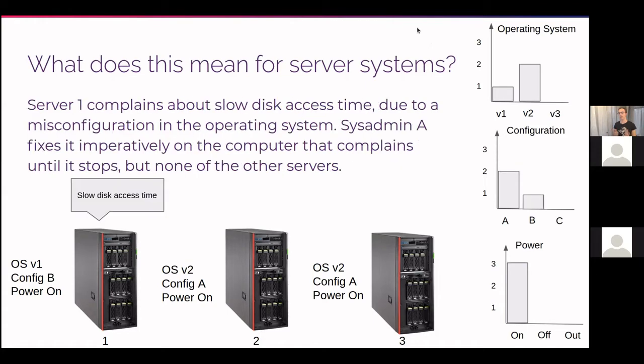Okay, but it's not that bad. But then server 1 starts complaining about something, slow disk access time or some configuration issue of some sort, and then sysadmin A goes in, fixes it imperatively, clicking in a web UI or editing configuration files or something like that, fixes the issue, server 1 stops complaining, and now it's all fine. Then sysadmin A goes and does something else. But notably, the 2 other servers are not fixed, they're not patched, they're not consistent anymore.